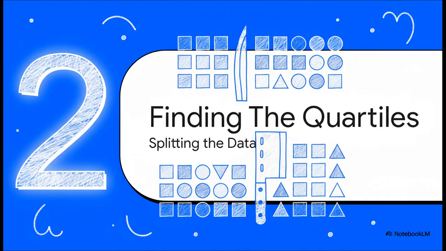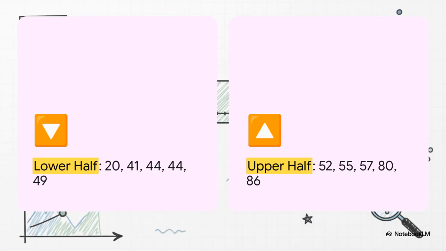Our first move is to find the quartiles. Now, that might sound a little technical, but honestly, all we're doing is slicing our data to see how it's laid out. Since we have 10 numbers in our list, the exact middle isn't a single number. It's the space right between the 5th number, 49, and the 6th number, 52. So boom, we split our lineup right down the middle. This gives us a lower half and an upper half, and making this split is absolutely key.